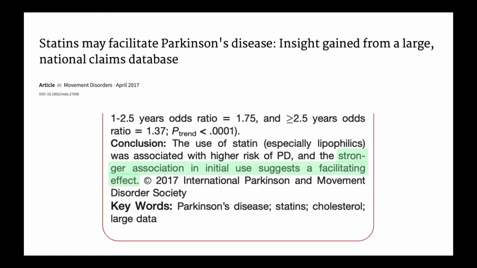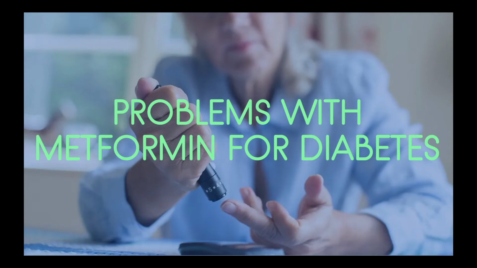But the really interesting thing they found was that there was a stronger association in initial use, which means that people who were put onto statins were then more likely to develop Parkinson's disease within a short period of time. And that indicates that the cholesterol was actually playing a protective role of keeping the Parkinson's at bay, which is really consistent with how we know that physiology works.